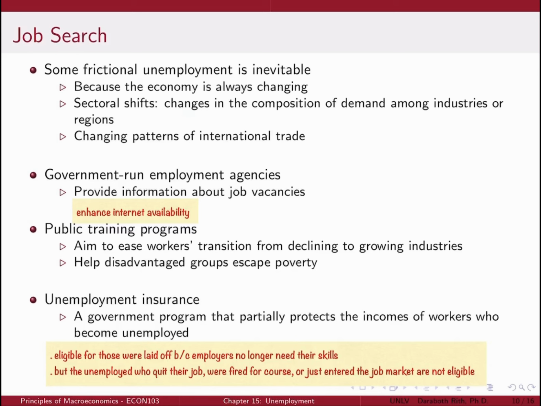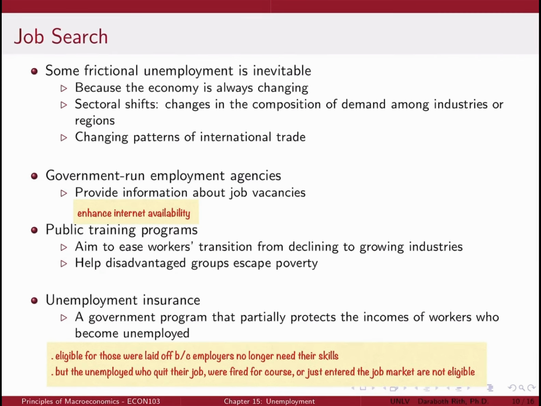Workers differ from one another in terms of their skills and tastes, and jobs differ in their attributes. This makes it challenging for workers to find the right match. To help with this, government-run employment agencies provide valuable information about job vacancies. Public training programs are also essential, as they ease workers' transition from declining to growing industries and help disadvantaged groups escape poverty.